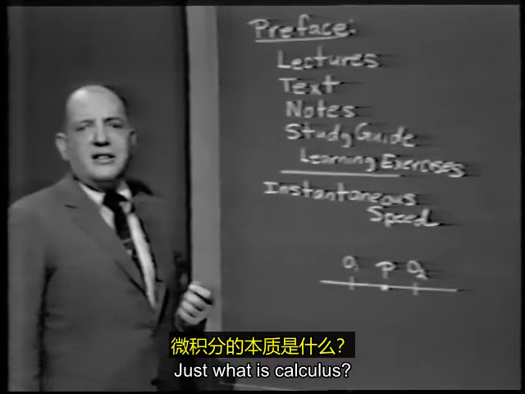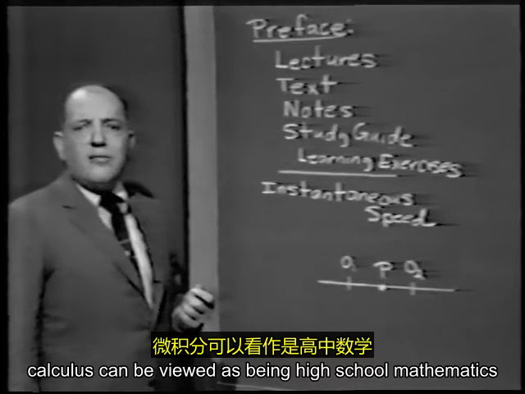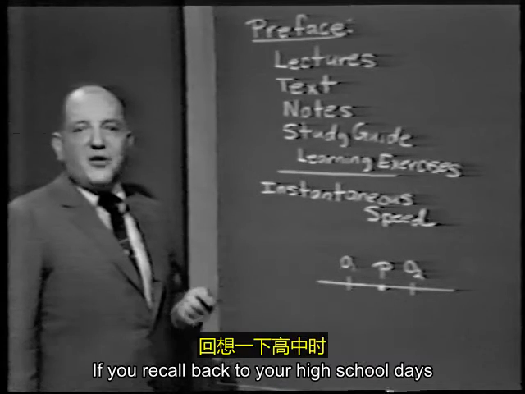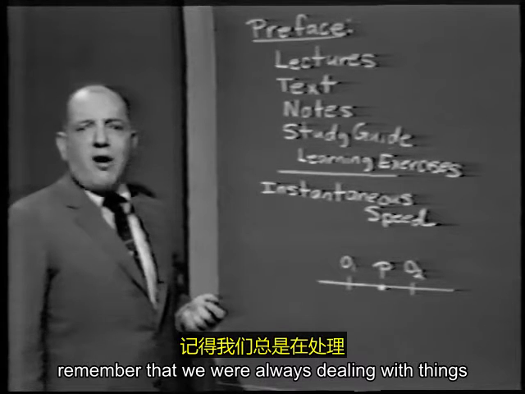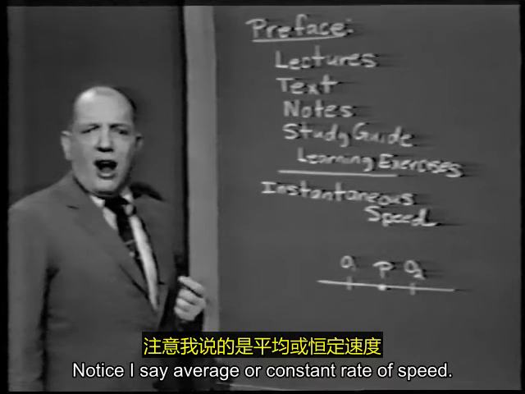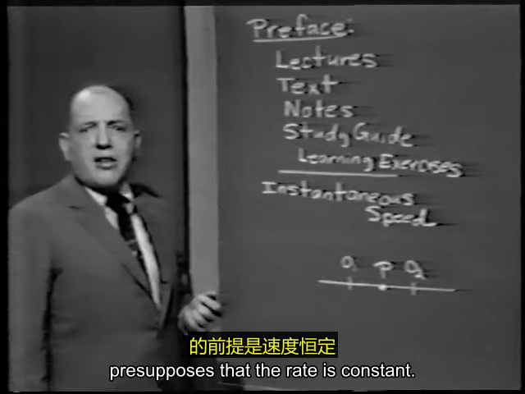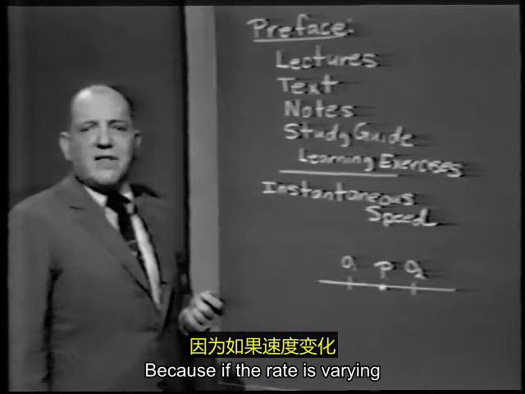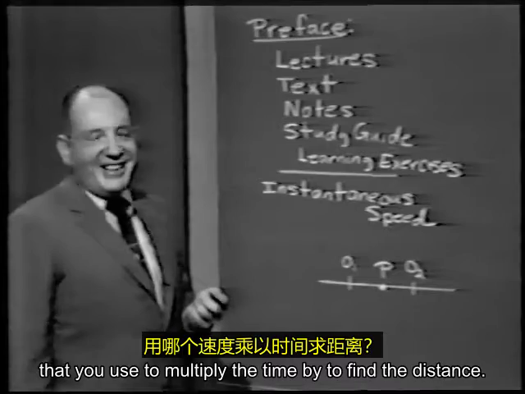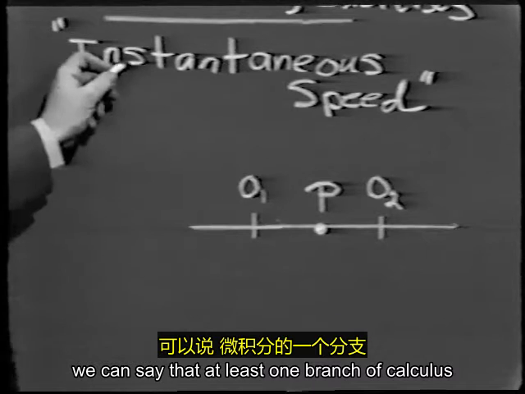Just what is calculus? In a manner of speaking, calculus can be viewed as being high school mathematics with one additional concept called the limit concept thrown in. If you recall back to your high school days, remember that we were always dealing with things like average rate of speed. Notice I say average or constant rate of speed. The old recipe that distance equals rate times time presupposes that the rate is constant. Because if the rate is varying, which rate is it that you use to multiply the time by to find the distance?